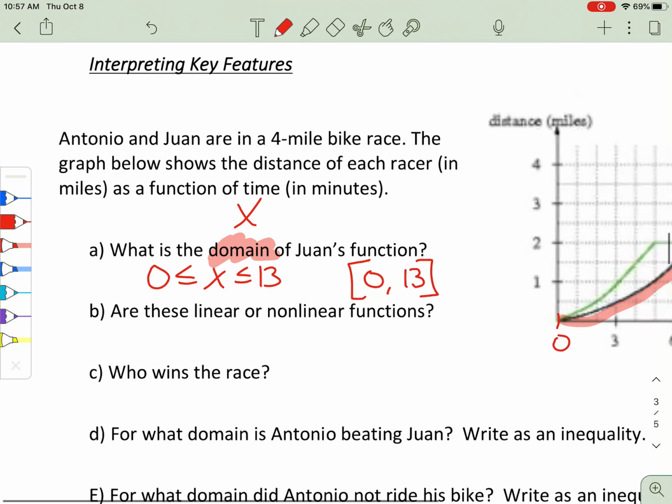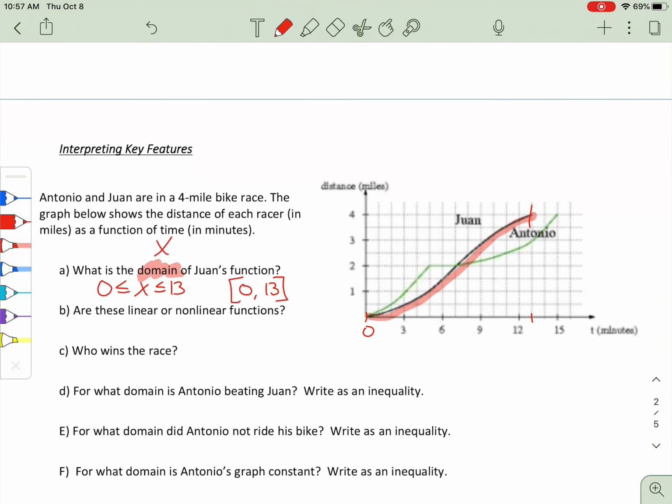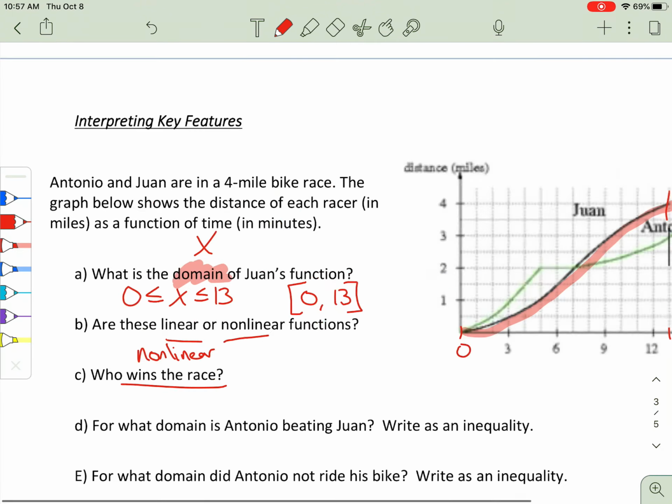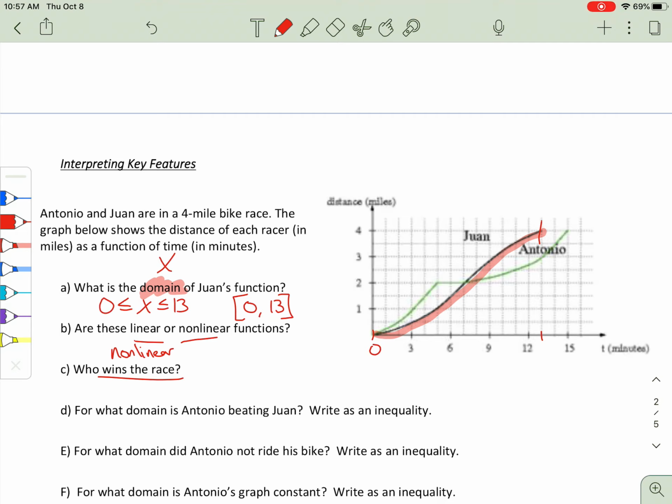Okay. Are these linear or nonlinear functions? So the question is not linear or exponential, but linear or nonlinear. So are they straight lines? Nah, they all have some type of curve to them, so these would be nonlinear. Next question says, who wins the race? So remember, the point of winning a race is getting to a point first, right? So it looks like Antonio kind of starts with the lead here, but then kind of slacks off, and then Juan overtakes the lead, and he gets to 4 first. So this would be Juan.